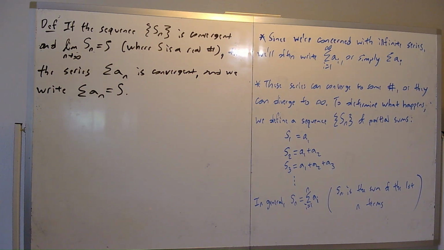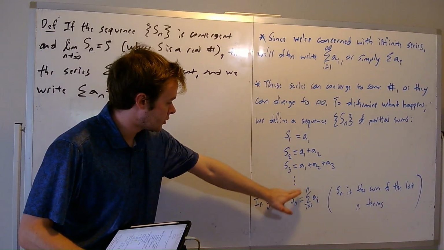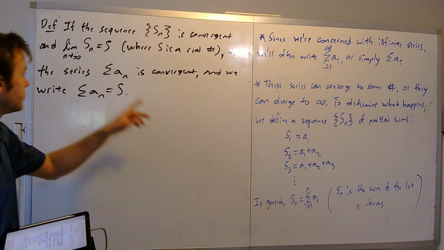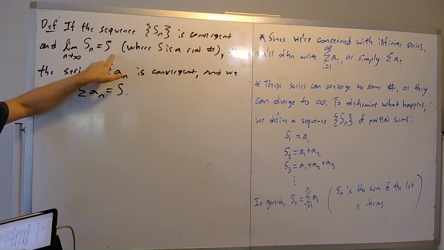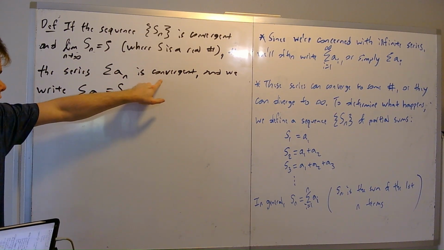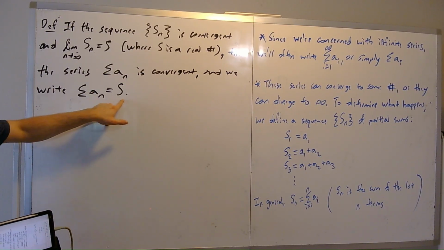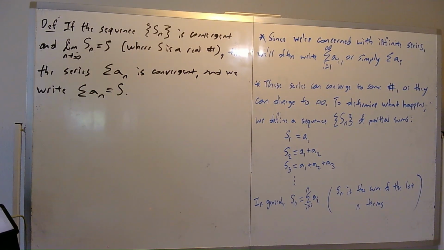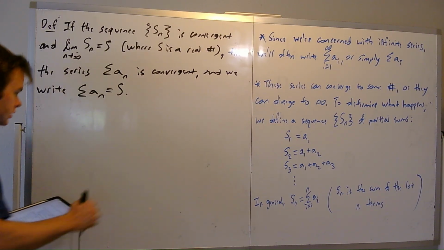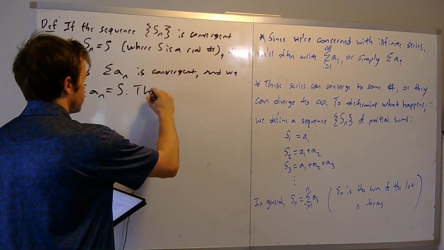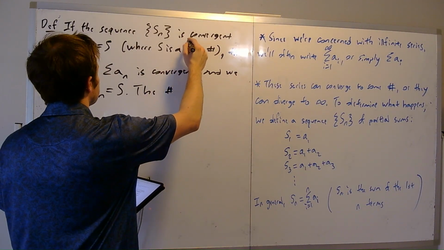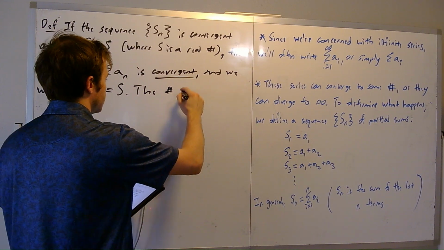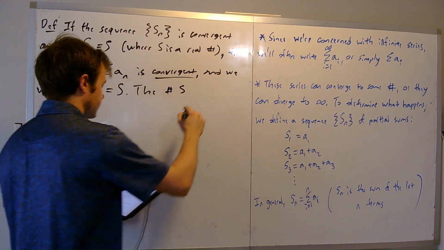Right, so all this is saying is if we take the partial sums, which are these things where we're just adding together the first n terms, and the value of S_n converges to some number S, then we'd say the series is convergent and the sum of all the entries in the series is going to be equal to S. Okay, and the number S is called the sum of the series.